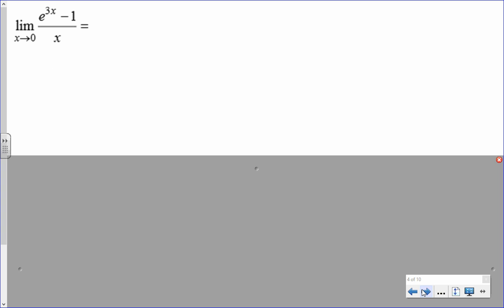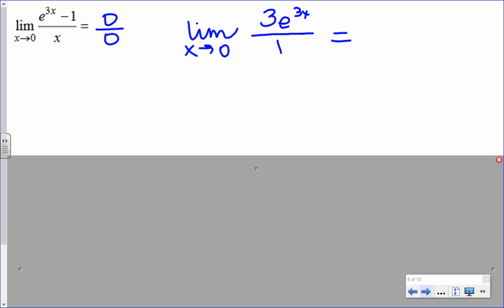Okay, when you have a limit that ends up being indeterminate, I would like to see that you checked which kind of indeterminate you have. So if we plug in 0, what do we get here? We get 0 over 0. I want to see that because I want to see that you then chose to use L'Hopital's rule. So this is the same thing as the limit as x approaches 0 of, since it is 0 over 0, we could take the derivative over the derivative. And now, what is our limit?